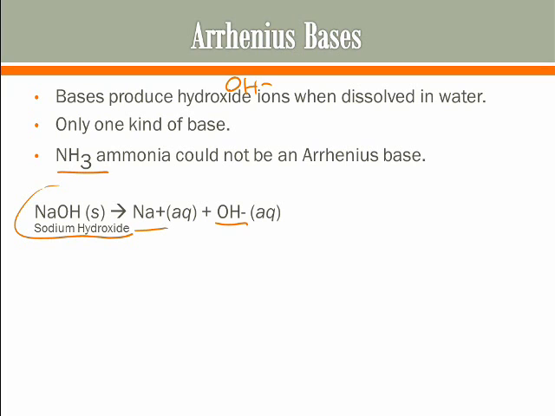Now, NH3, ammonia, could not be an Arrhenius base. This is a base, but it's not an Arrhenius base because Arrhenius bases are defined only by those that produce hydroxide ions. So it's easy to see what an Arrhenius base is. If they have an OH in it, that's a base, Arrhenius base. But there are other types of bases if you look at the different definitions of a base.